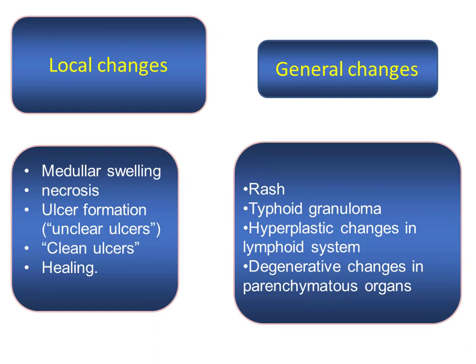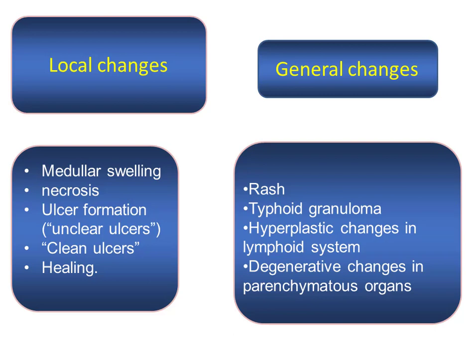Pathological changes, pathomorphological changes of typhoid fever are characterized by systemic and local changes. When we speak about general changes, we speak about rash formation, formation of typhoid granulomas in various organs, hyperplastic processes in organs of the reticuloendothelial system, and degenerative changes in parenchymatous organs. Local changes occur in the mucosa and lymphatic apparatus of the small intestine: multiple follicles, Peyer's patches, and solitary follicles.